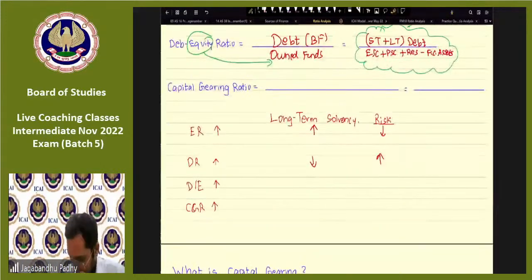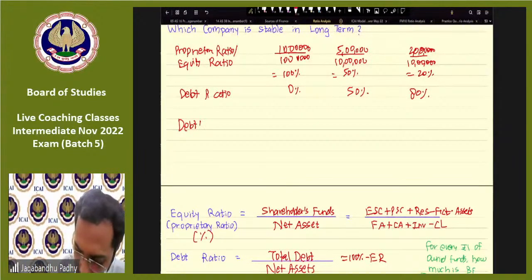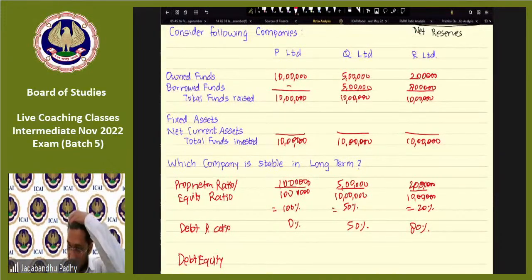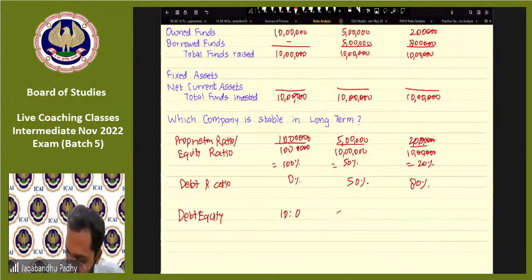Now for debt equity ratio, a higher debt equity ratio means again low solvency, because you have debt more and equity less. So obviously low solvency and high risk. Can you tell me what is debt equity ratio over here? In our example, debt equity ratio. It's always a ratio, by the way. Debt equity ratio is 10 is to 0. Over here it is 5 is to 5 and this is 2 is to 8. Sorry, not 2 is to 8. Debt equity ratio here will be 0 to 10 and it will be 8 is to 2.